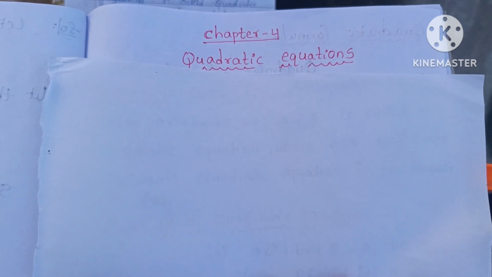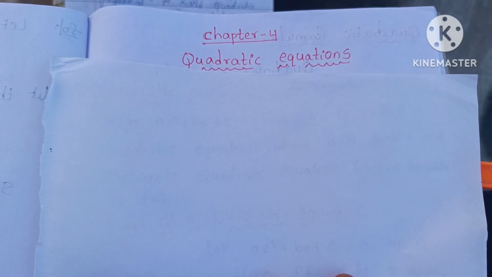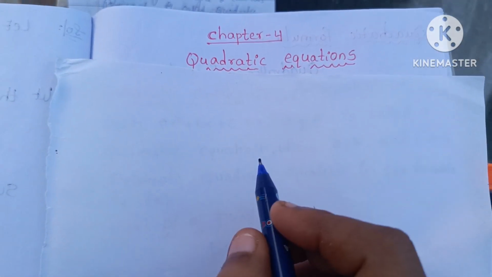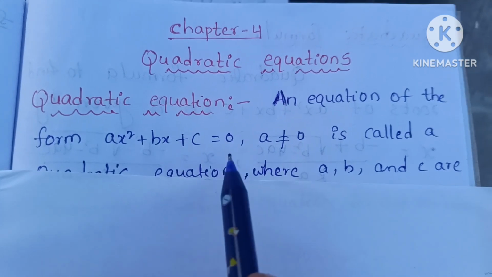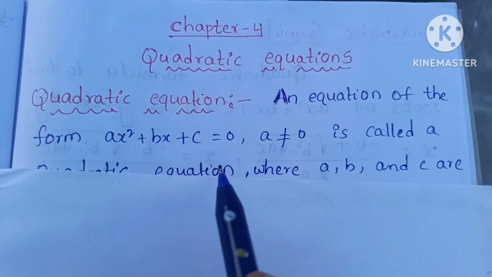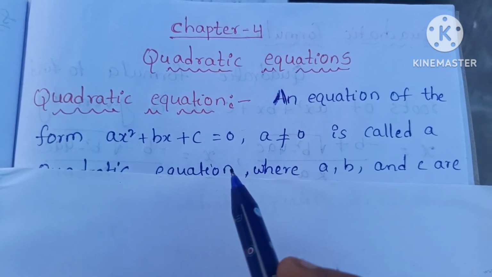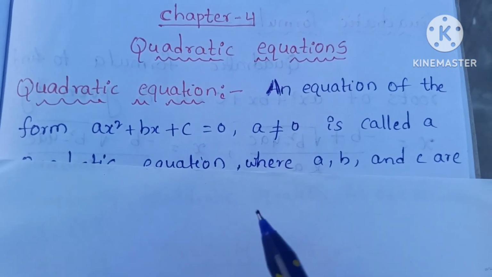We are in a new chapter, chapter 4, quadratic equation. There is a relation between polynomials and quadratic equations. What is a polynomial and what is a quadratic equation? Polynomial means an expression having a combination of constants and variables. What is the difference between a polynomial and a quadratic equation?